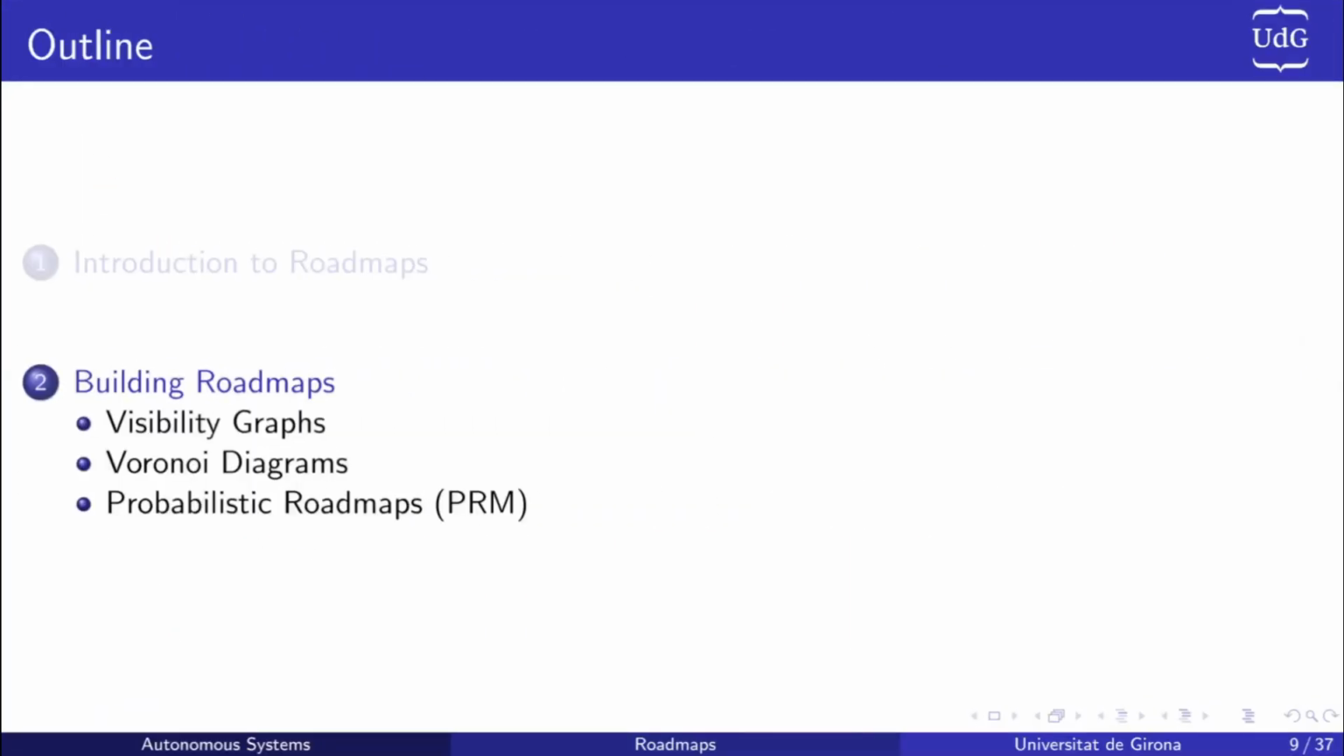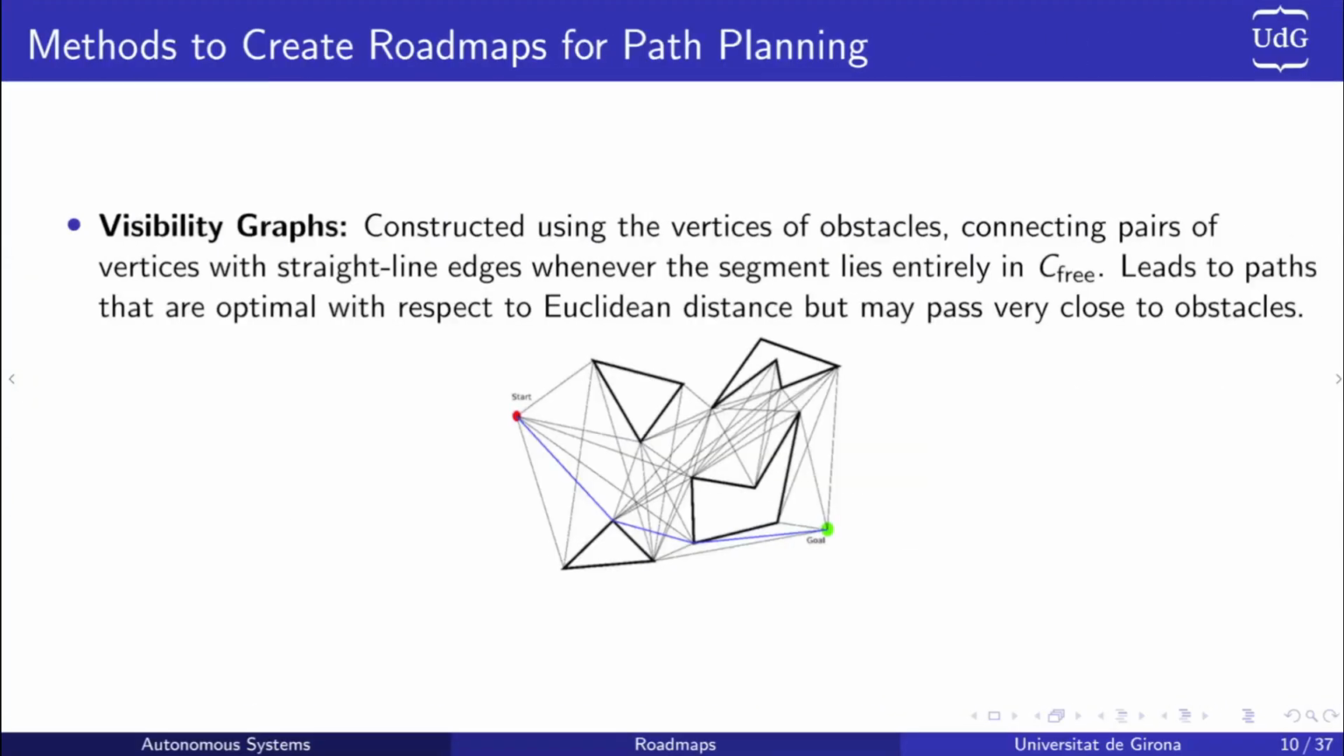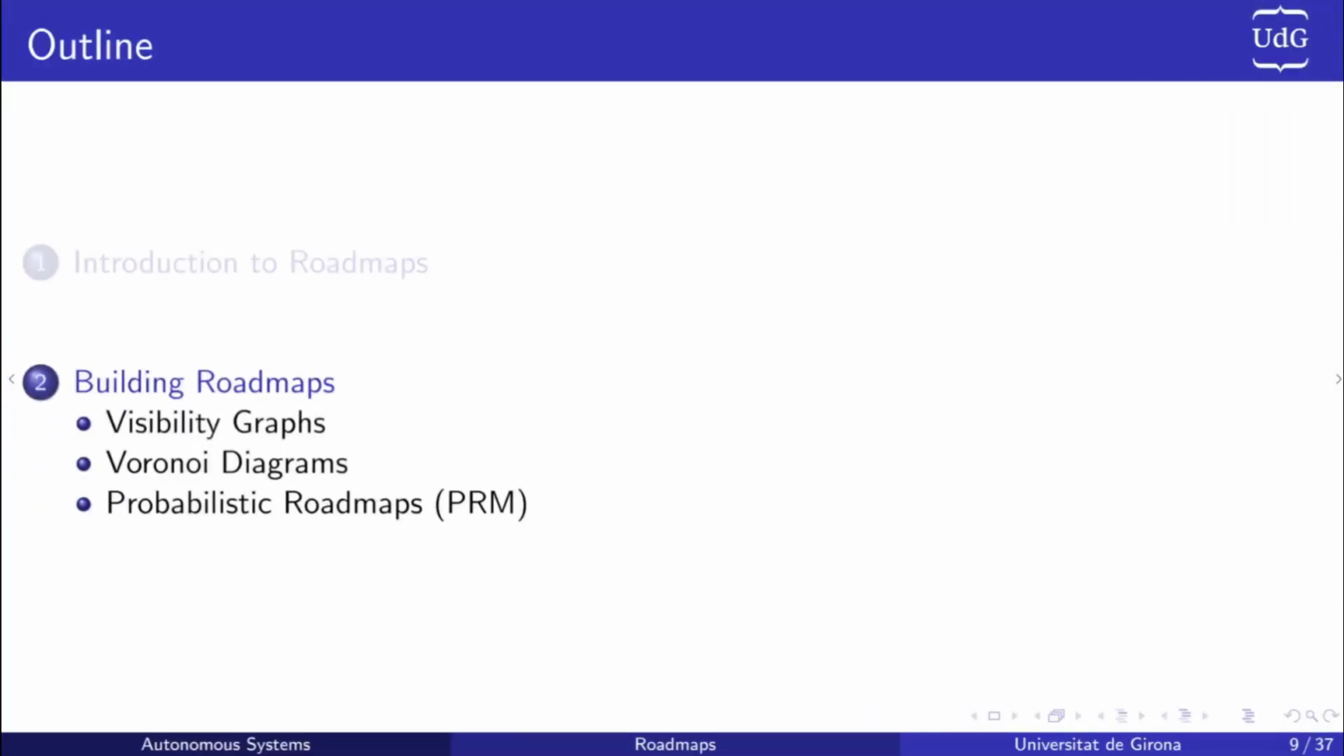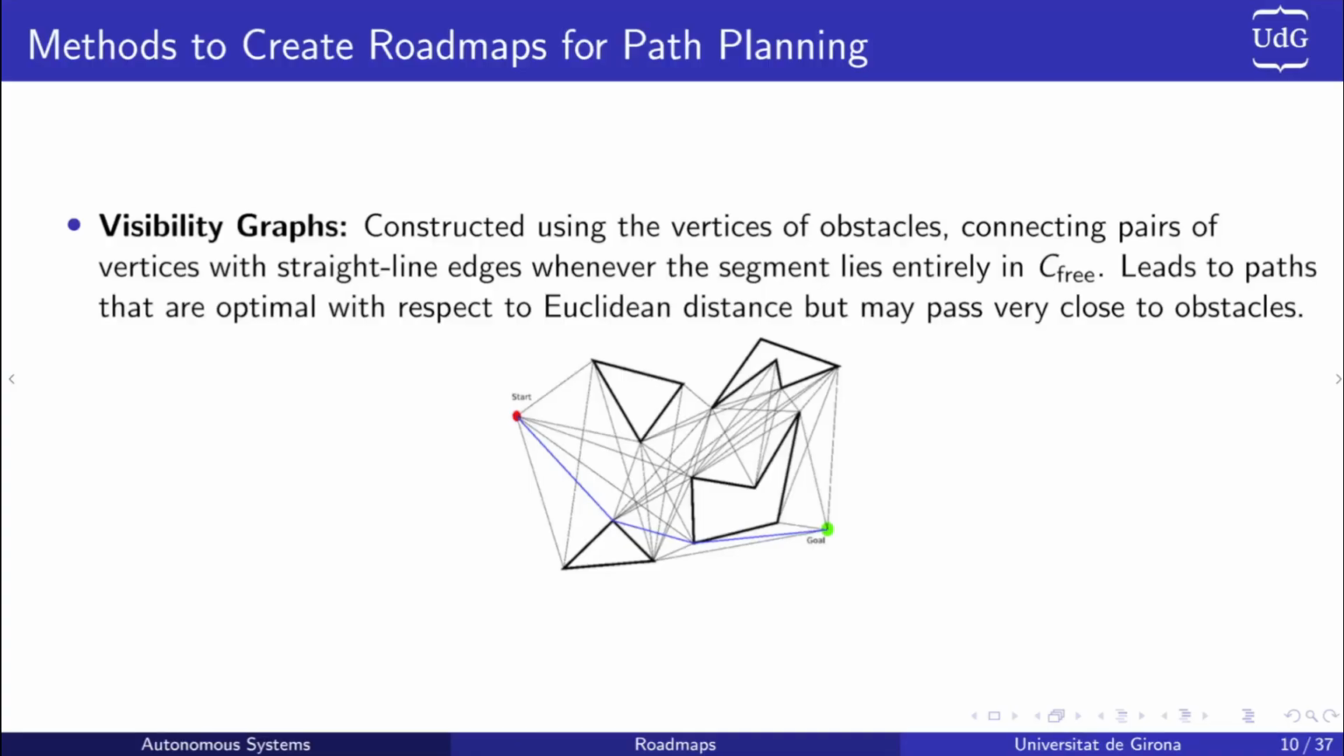Okay, let's see then how these roadmaps can be built. We will visit three possibilities: the visibility graph, the Voronoi diagrams, and the probabilistic roadmaps. Starting with the visibility graph.